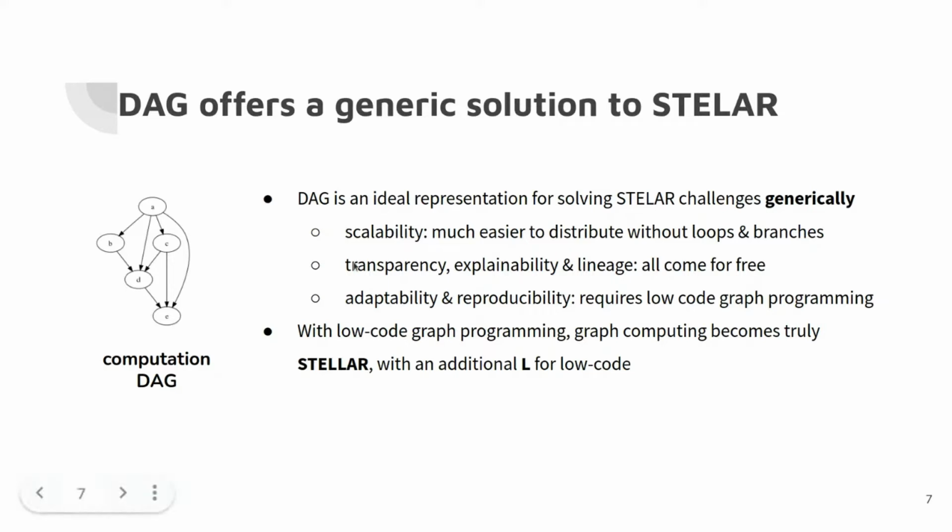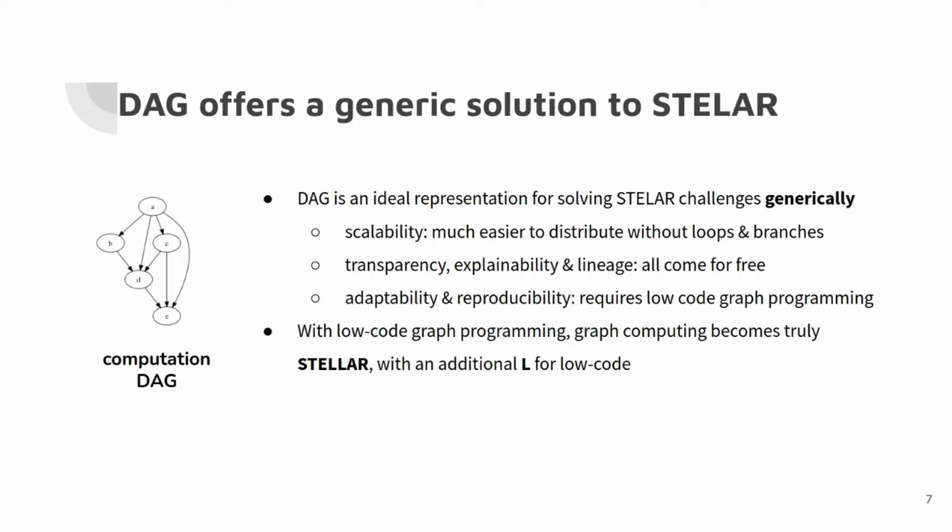And also the other challenges, transparency, explainability, and lineage, all of them come for free within a DAG, because the DAG has the full information about how the data flows from one node to another, how the computation logic works on individual nodes, and how the final result is computed. So the last, adaptability and reproducibility, these are a bit more challenging than the previous challenges. Let me explain what they mean.